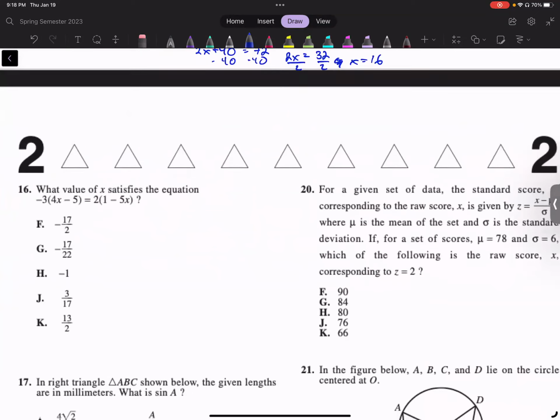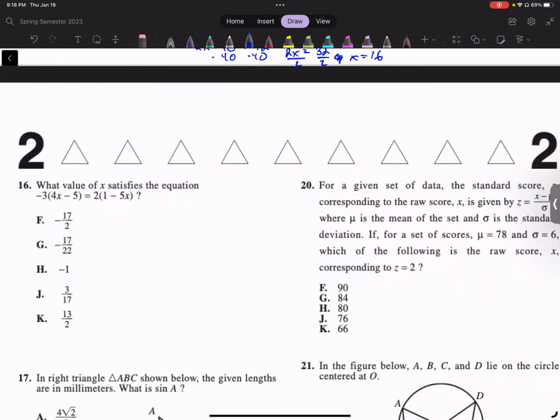All right. What value of x satisfies this equation? In other words, this is just solve for x, and the information they give you is just an equation. So it's just like algebra class: solve the equation, and you'll be all right. So here, I don't want to rewrite this, so we can just distribute on both sides, making sure to carry the negative in that first one.